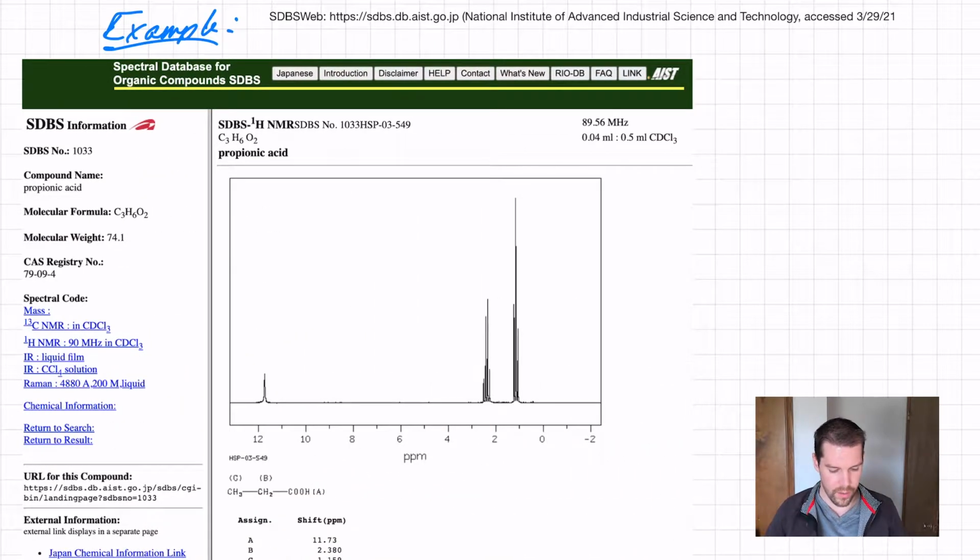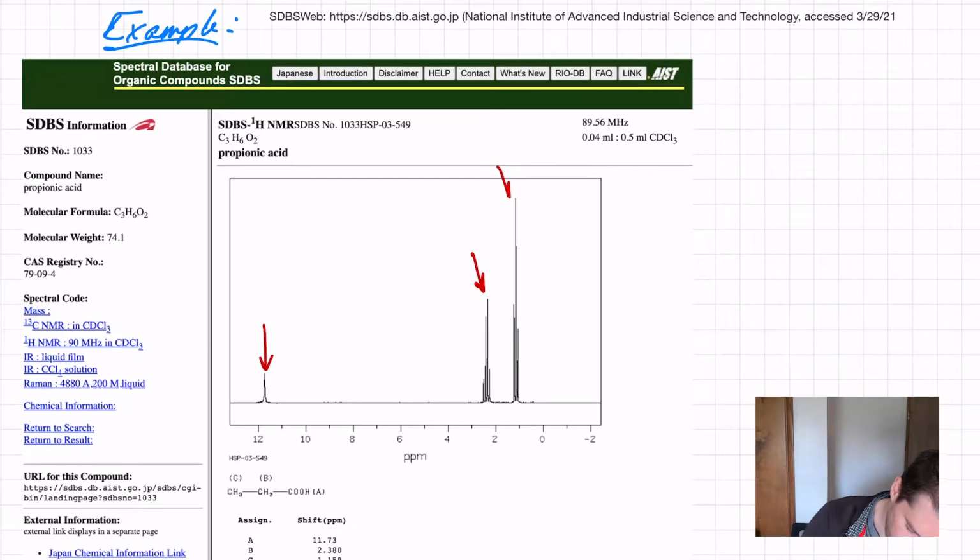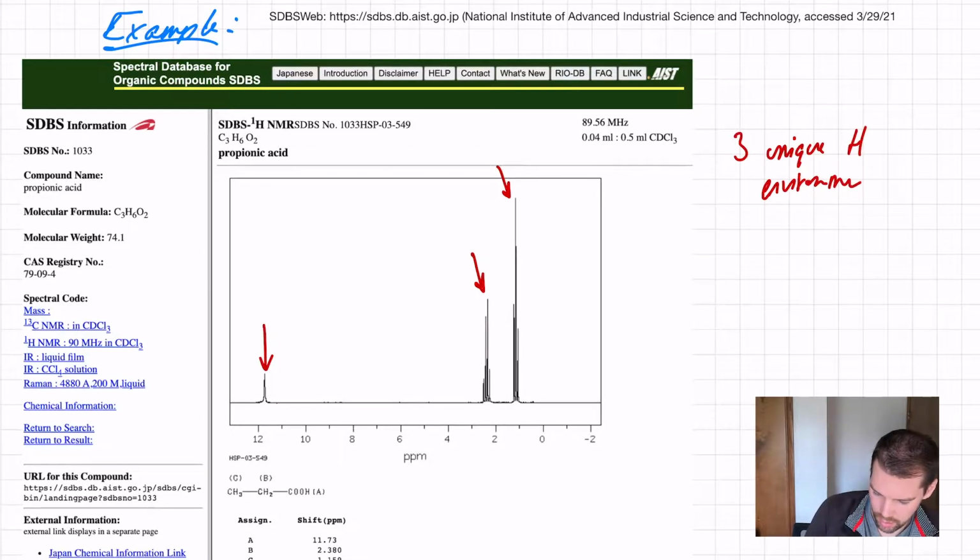All right, so let's get a quick example so that we can show how these rules work. This is propionic acid. It's a carboxylic acid. So this is how I would break this down. I see 1, 2, 3 signals, so I know there are 3 unique proton environments. Excuse my handwriting. That's the first thing we can learn from this: there's 3 signals, that's 3 environments.